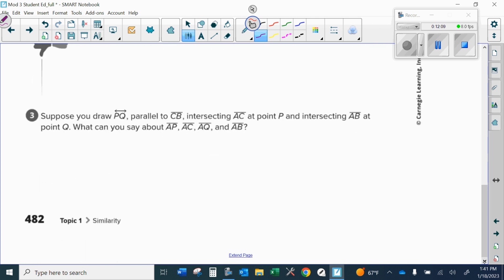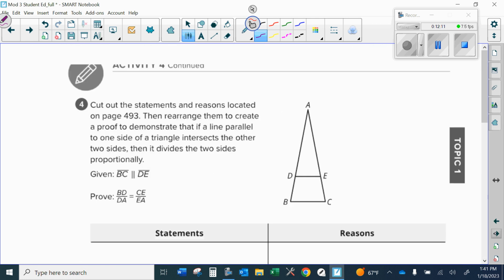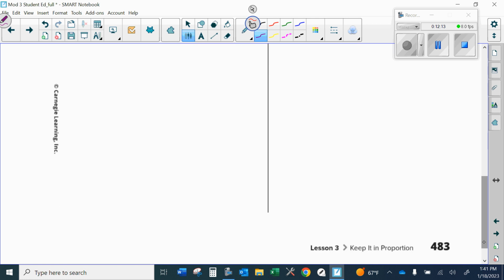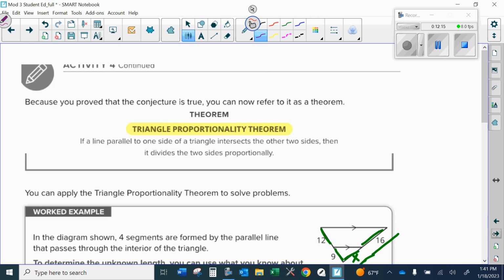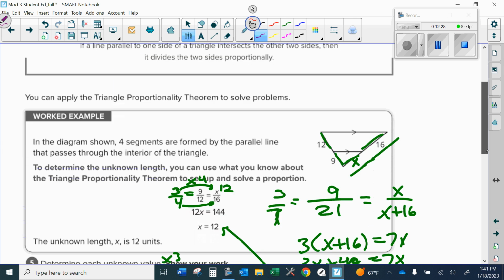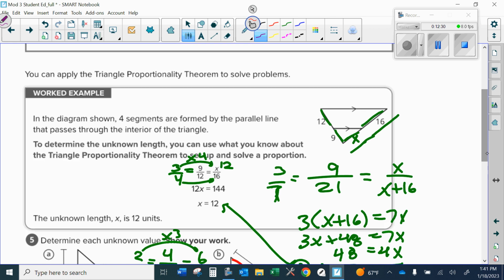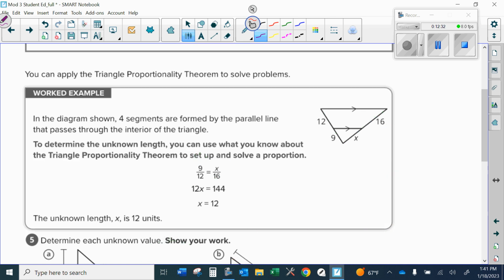All right, so let's go on to some examples here. Here's where you can write it down for your notes on your theorems page. If a line parallel to one side of a triangle intersects the other two sides, then it divides the two sides proportionally. Okay, and then here's an example. So let's go ahead and erase all this, start from scratch.